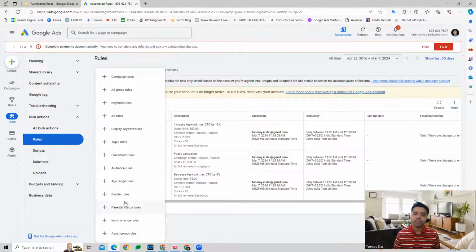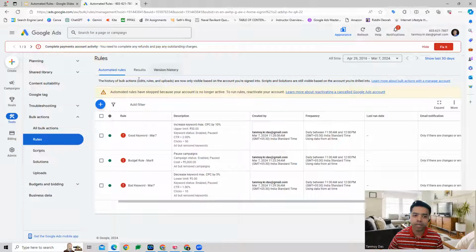I hope this makes sense. And now you understand how we can make use of the automated rules.